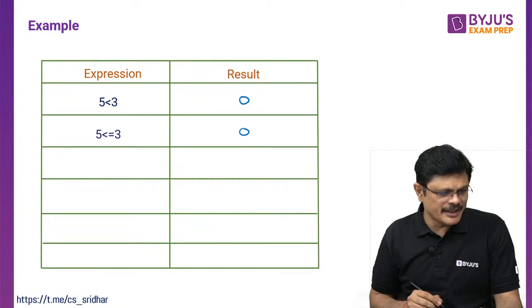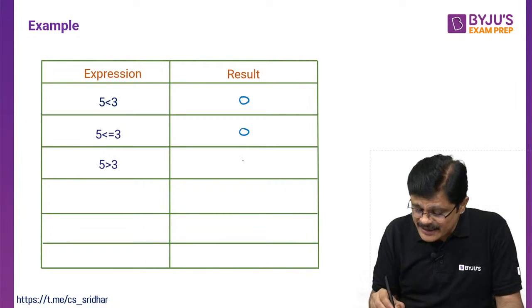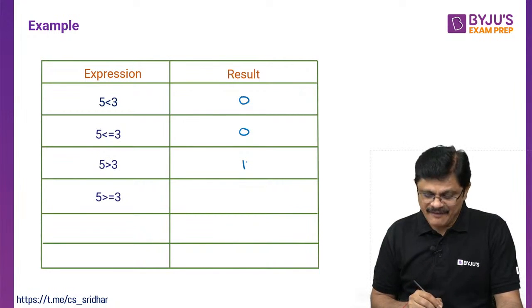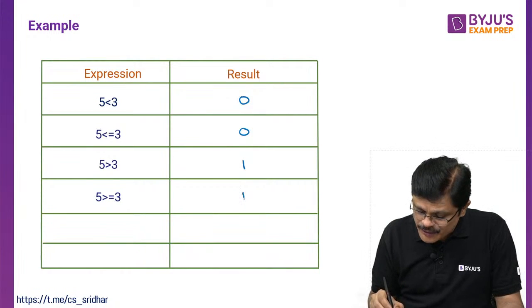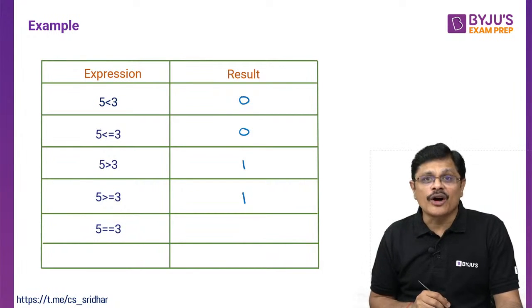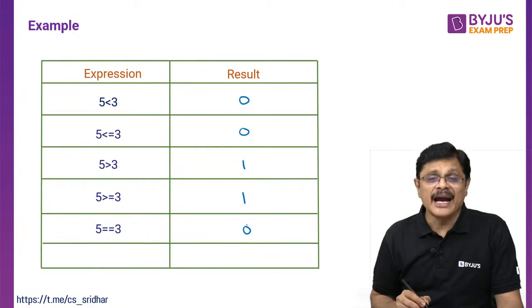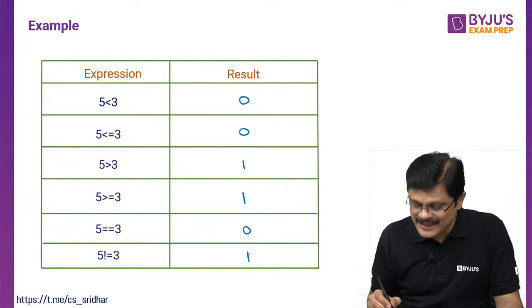Very good Vengadeshan. 5 greater than 3 means it is correct, so the result will be 1. And 5 greater than or equal to 3 means the result is true. Here also the result is 1. And 5 equal to 3 is wrong, so we are going to get 0. And 5 not equal to 3 is correct, so the result is 1.